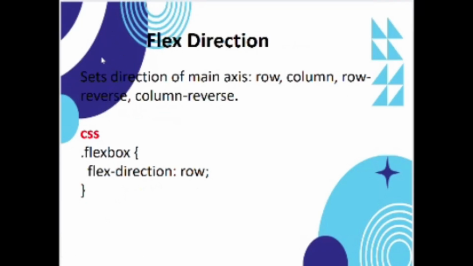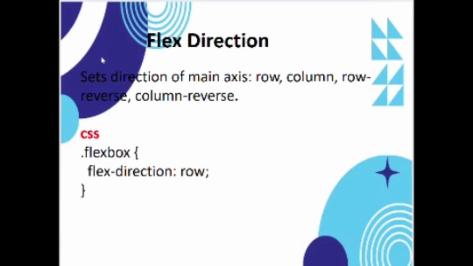Now we are moving to flex direction. Flex direction sets the direction of the main axis. Choose from row, row-reverse, column, and column-reverse depending on your layout needs. Row means it will arrange all the elements, or all the div elements, from left to right.